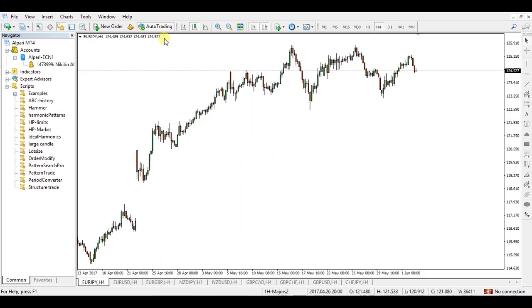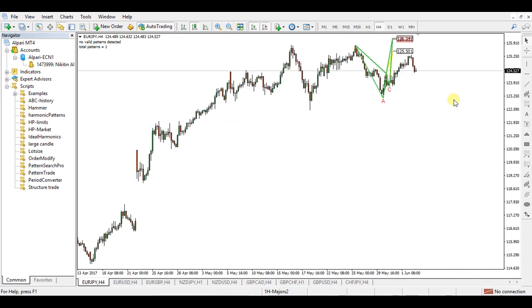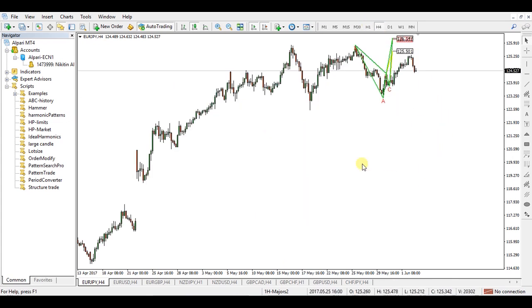To go next, Euro-Yen 4 hour. What do we have on Euro-Yen 4 hour? A consolidation pattern of this kind. It is a bet pattern. So we have it this way. Let me switch to 1 hour time frame. Pretty much the same picture, not very many differences.